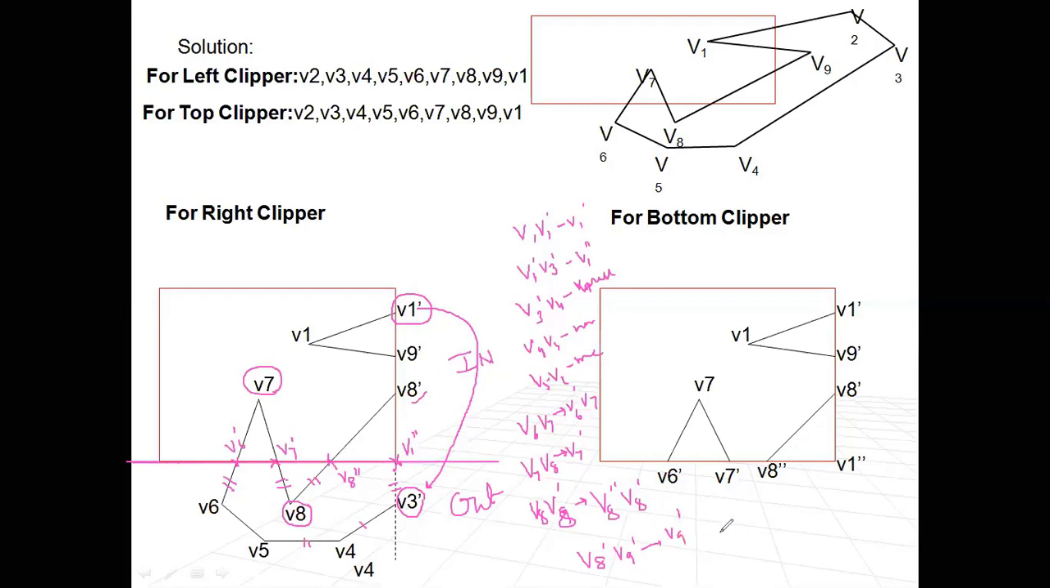Okay, and then we will move from V9 dash to V1, and V1 will be saved. So here you can see all the points are saved, and once this is removed, you will be able to get the resultant figure. Okay, so once it is applied, you will be able to get the resultant figure.